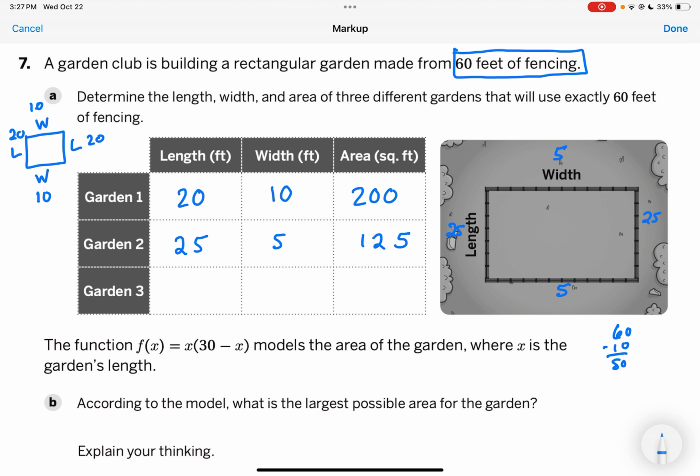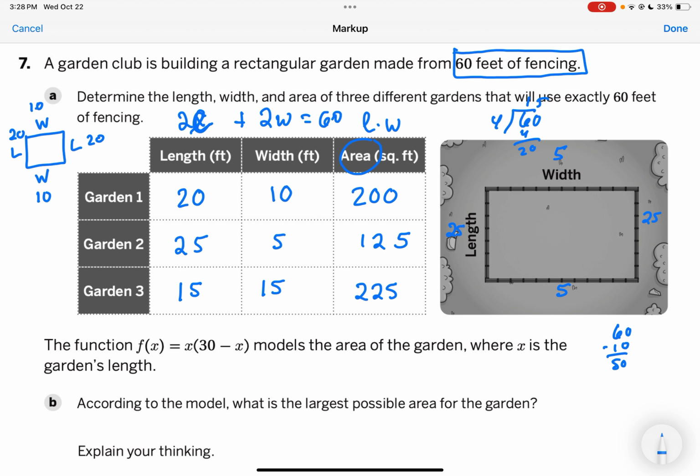Okay, let's see if we can get it to work so that it's the same on both sides. So if I do 60 and I divide it by 4, I get 15 on all sides. So 15 by 15, that's 225. Okay, so there's some different things going on here. You had to make sure that 2 times the length plus 2 times the width equals 60. And then the area is when you multiply length times width.